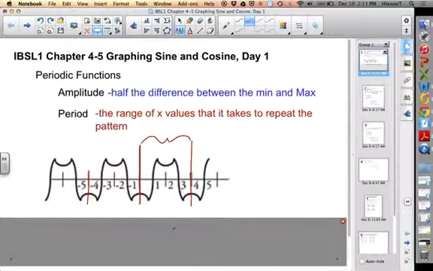When we're talking about the period of a graph, we're talking about a numerical value, a range of x values that it takes before the pattern will repeat itself. Okay? So in this case, you'll notice it goes from 0 over here to 4. So 4 units, whatever this unit of measure is, 4 units would be the period, and we usually use a capital P to represent period.